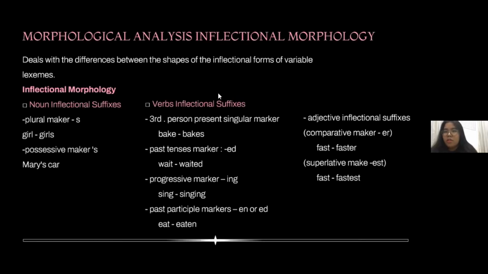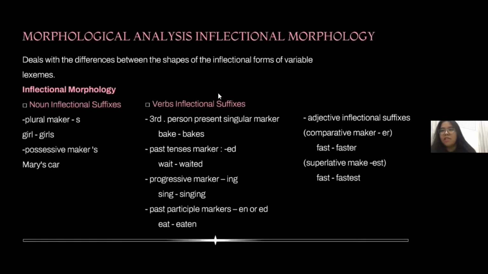First, the third person present singular marker: bake, bakes. Past tense marker with -ed: wait, waited. Progressive marker with -ing: sing, singing. Past participle marker, -en or -ed: eat, eaten.